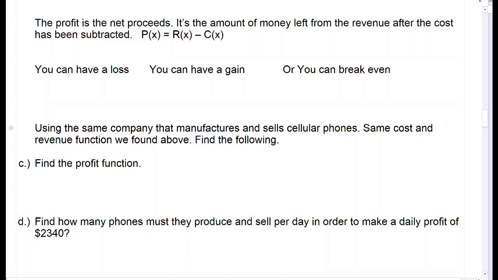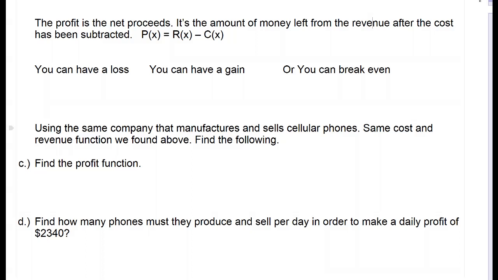Okay, so we've done cost, revenue, and then what we really want to get down to is profit. Profit involves both the revenue function and the cost function, so it's sort of putting it all together. Revenue was the gross proceeds from sales. Profit is the net. I have my revenue generated from sales, and I have the cost for my items. The difference between the revenue and the cost is profit. It's the amount of money left over from revenue after the cost has been subtracted away.